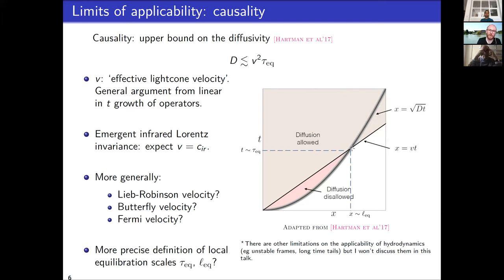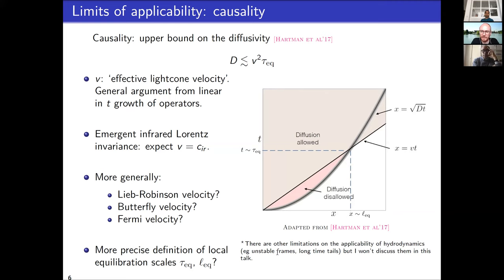So what we'd like would be to understand exactly how this plays out in concrete systems. We'd like to understand better what this V might be and what controls this equilibration time. And this is what we'll do in this talk on a set of specific examples.